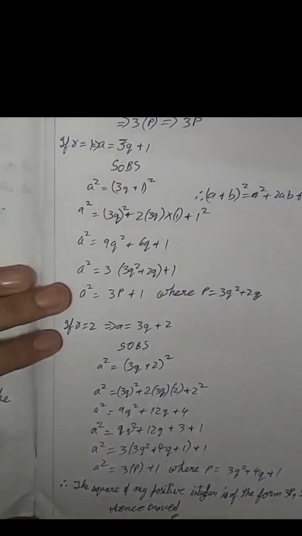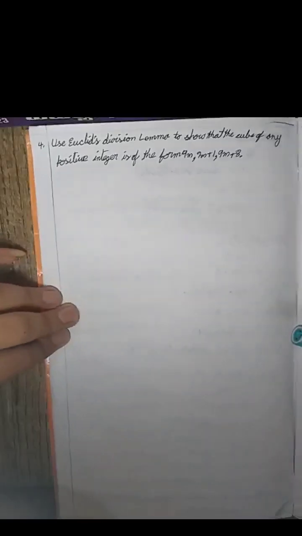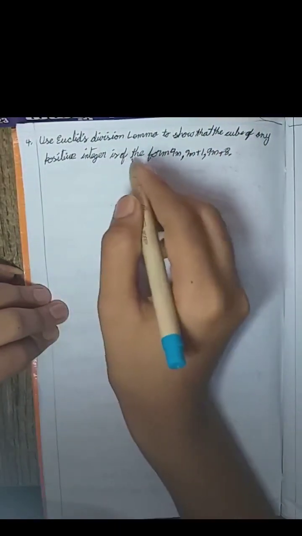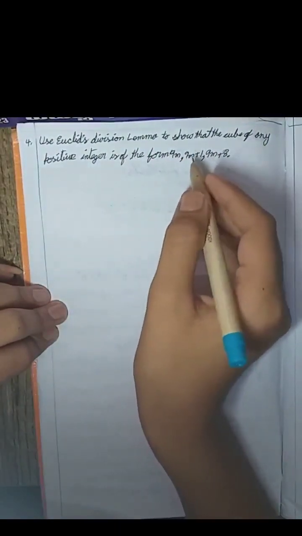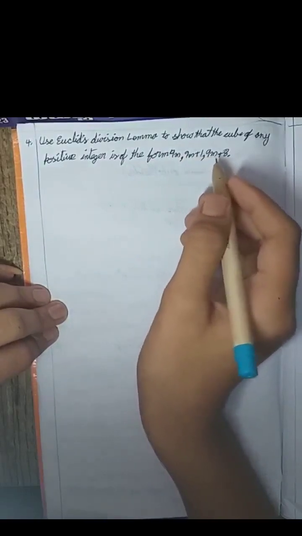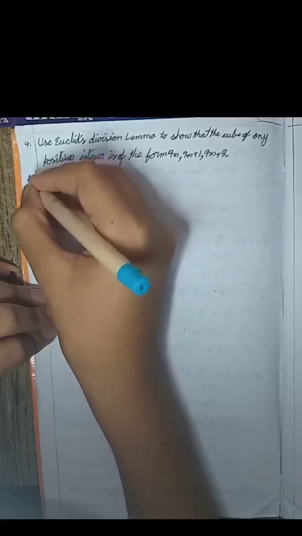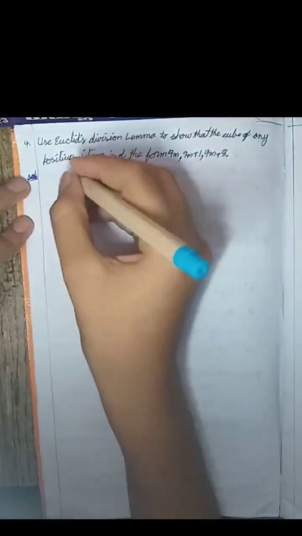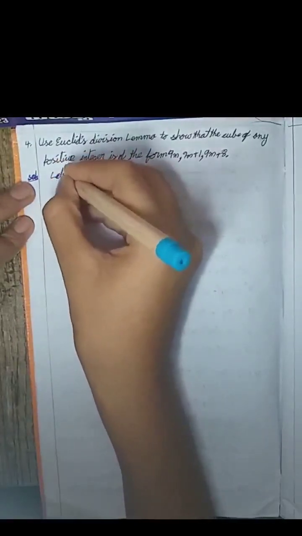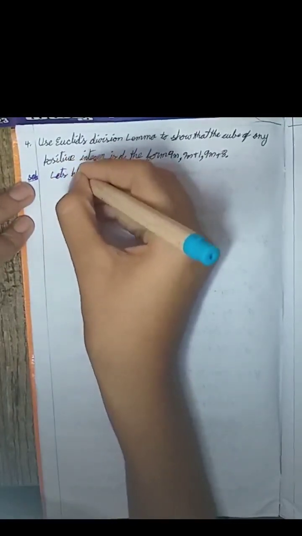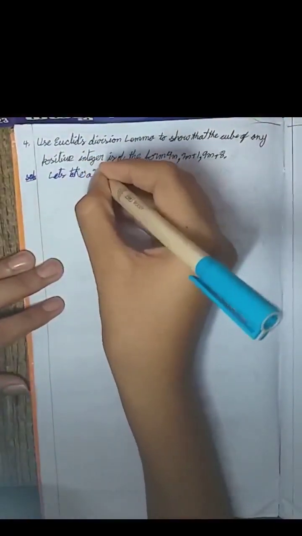Now let's do the fourth sum. The fourth sum is: use Euclid's division lemma to show that the cube of any positive integer is of the form 9m or 9m plus 1 or 9m plus 8. Now let's do the sum. First of all, let's take a as a positive integer.